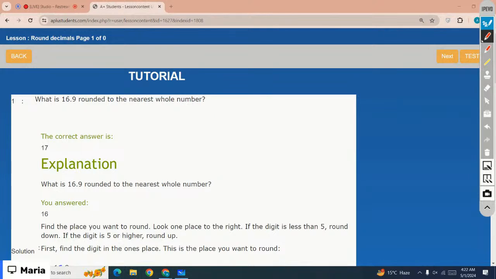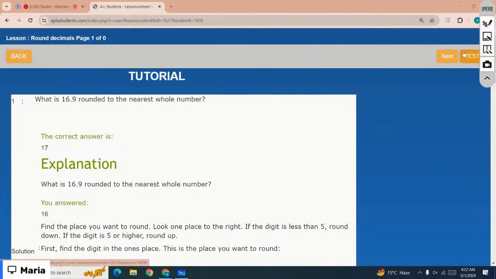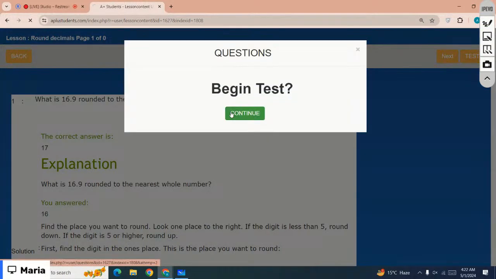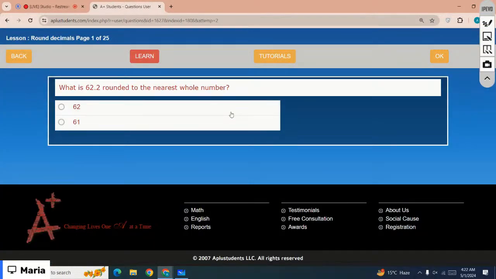Okay, let's just start with the next lesson. What is 62.2 rounded to the nearest whole number? Which is the correct option?